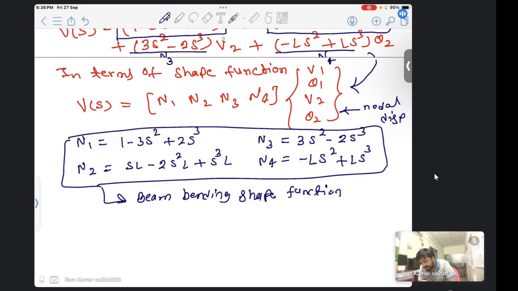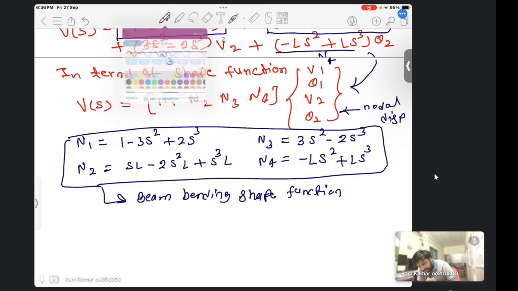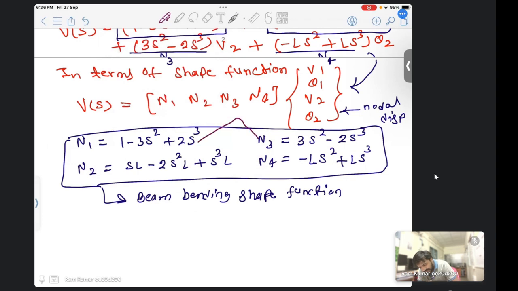So I will write here: these two represent translation, and these two are for rotation. Yes, I think you got some idea of what I'm trying to say.